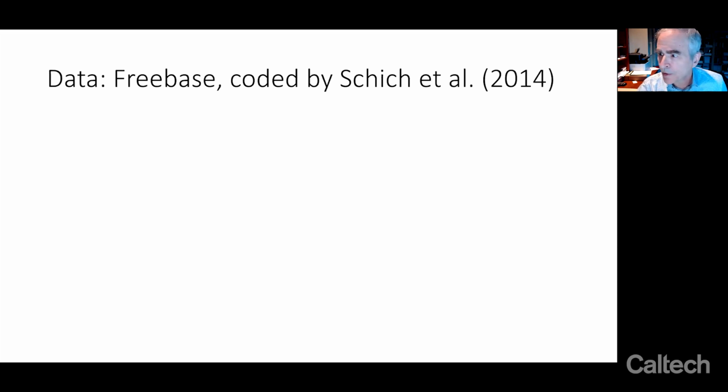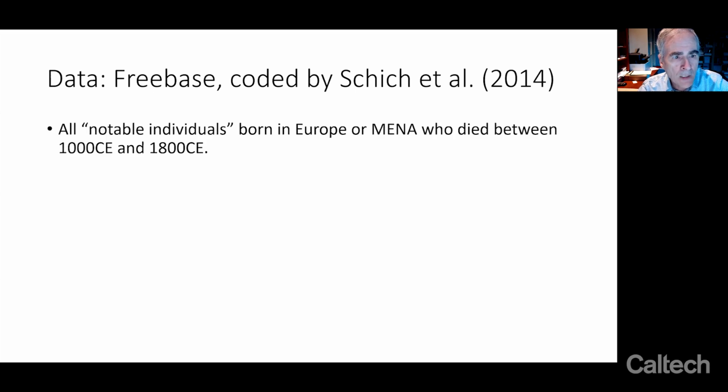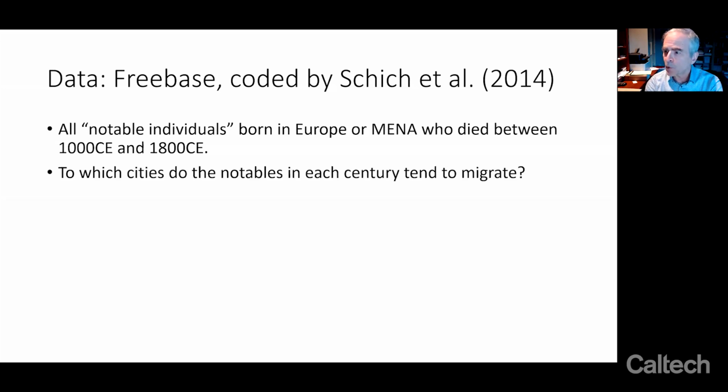So our data on the people that we're looking at comes from Freebase, which is a Google-owned database and was coded by Sheikh et al. We're going to be looking at all notable individuals born in Europe or the Middle East and North Africa who die between 1000 and 1800 in our initial analyses. And the basic question is going to be, to which cities do these notables tend to migrate in each century? Are they spreading out evenly? Or are they all going to Paris? What's the story?